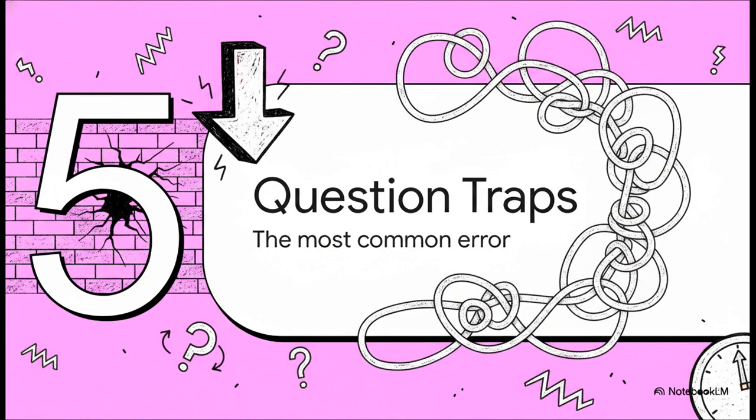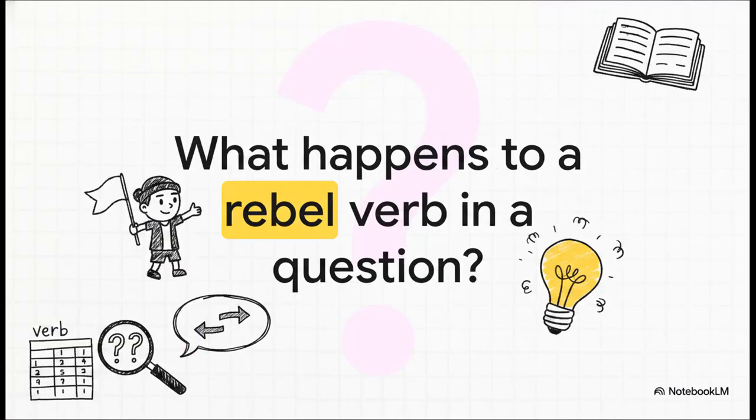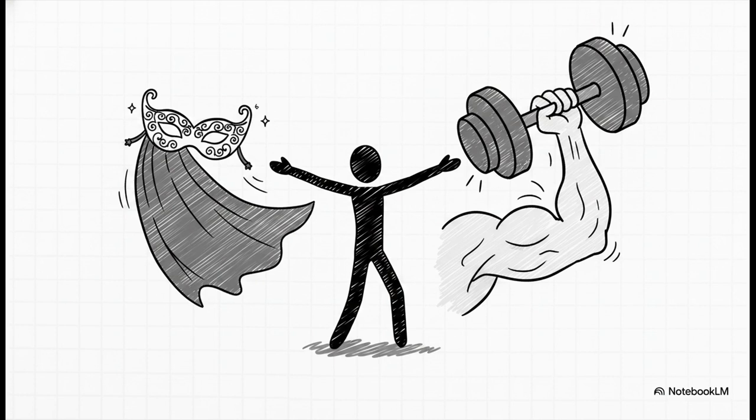Finally, Section 5, Question and Negative Traps, addressing the most common error out there. We are in the final stretch here, tackling the absolute biggest structural traps students fall into. So I want to pose a quick pop quiz directly to you, and really think about the mechanics here before we reveal the answer. What exactly happens to one of these rebel irregular verbs, like went or sang, when you suddenly need to ask a question or when you need to make a negative statement? Any guesses?